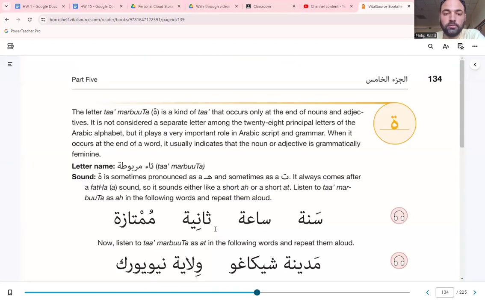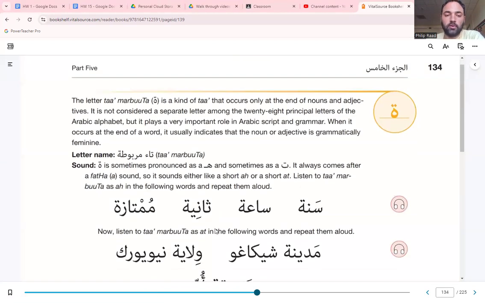The next thing you should do is look over these words and look over this information about the letter te marbuta. So the letter ta marbuta is a kind of ta that occurs only at the end of nouns and adjectives. It's a feminine marker. It is not considered a separate letter among the 28 principal letters of the Arabic alphabet, but it plays a very important role in Arabic script and grammar.